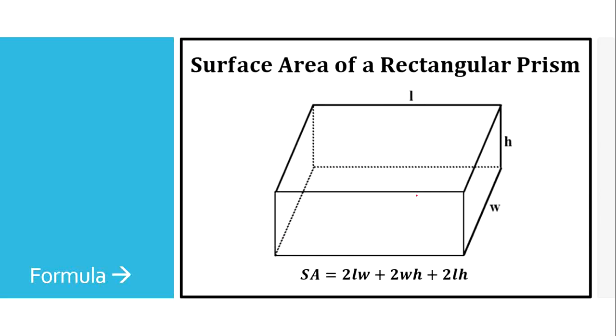I should probably explain what the formula is before we look at examples. So the surface area of a rectangular prism is going to be 2 times the length times the width, plus 2 times the width times the height, plus 2 times the length times the height.